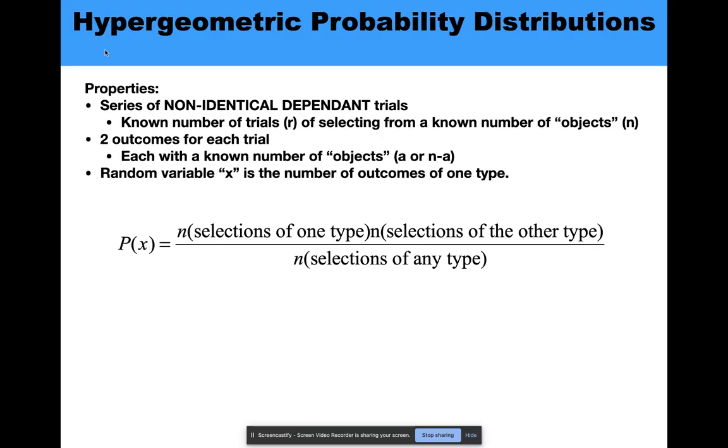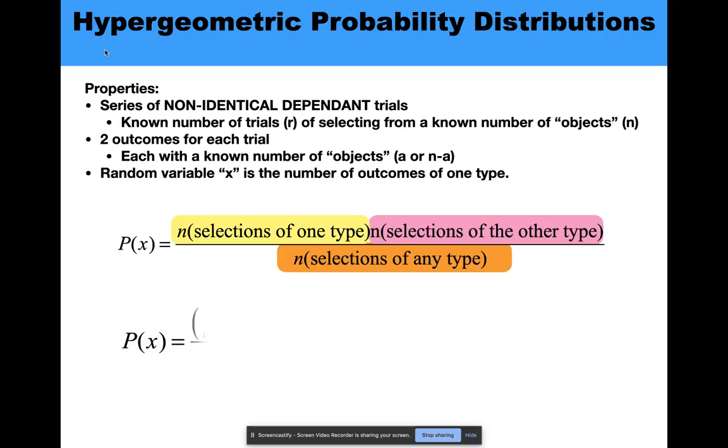It's the number of ways of selecting the one type that you've got, and you have to select the other type, or the ones that just aren't that first type. The textbook calls these successes and failures. Over top of just the number of ways that you can make your selections from any of the ones that you've got. So that's the conceptual way of thinking about this formula.